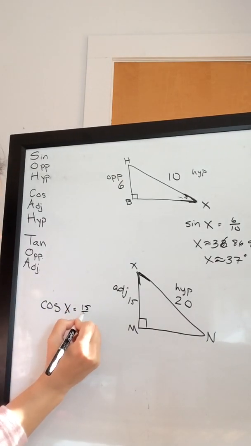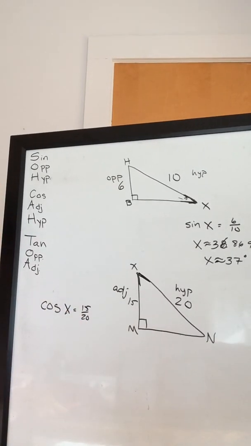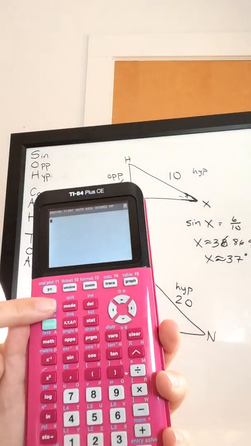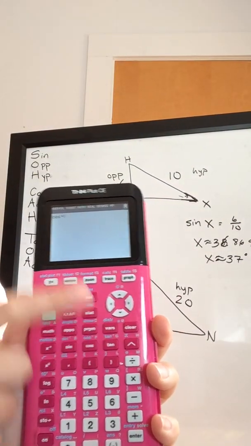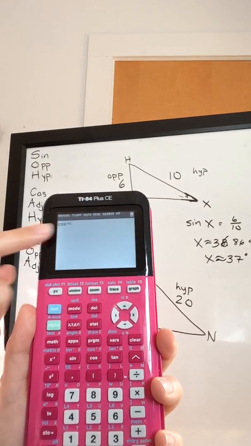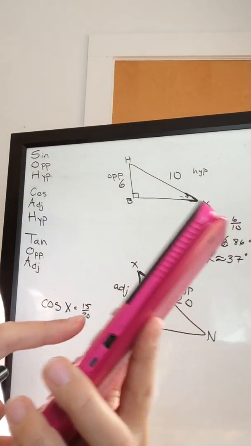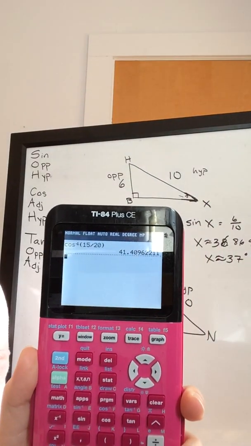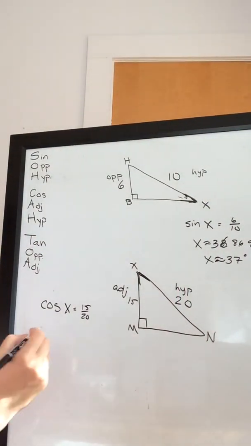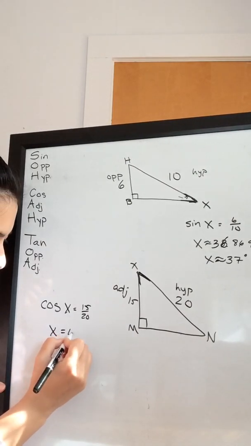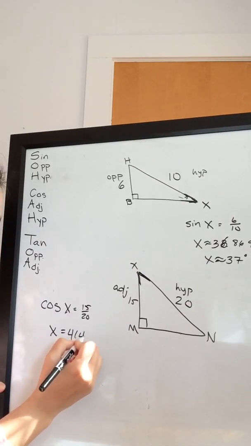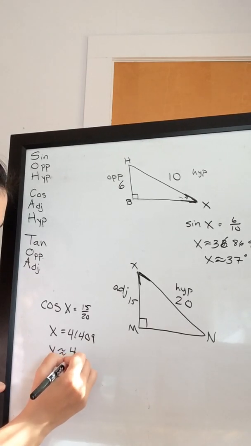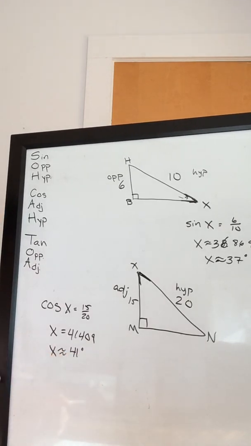So 15 over 20. In our calculators, because we're solving for an angle measure, I'm going to hit second cosine to get my inverse, and then 15 divided by 20. So 41.4 degrees. We'll say x is 41.409, which is approximately, we'll round down, 41 degrees.